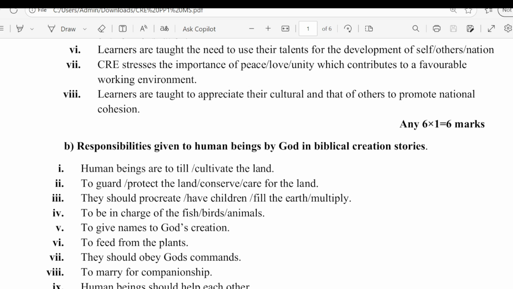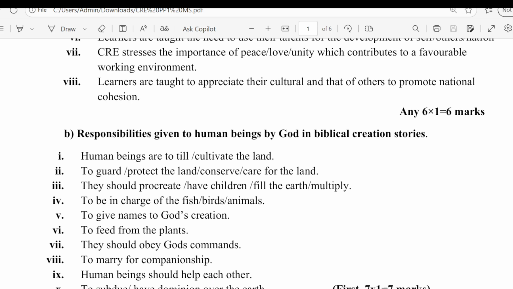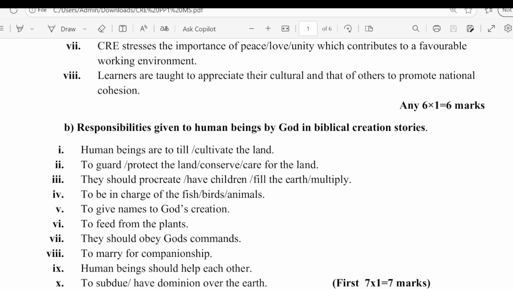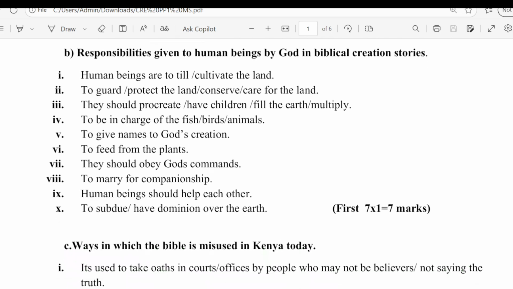Responsibilities given to human beings by God in biblical creation stories. Human beings are to cultivate the land. They are also to guard and protect the land. They should procreate and have children. They should be in charge of the animals. They were to give names to God's creation. They were to feed from the plants. They should obey God's command. They should marry for companionship. Human beings should help each other. They are also supposed to subdue and have dominion over the earth.